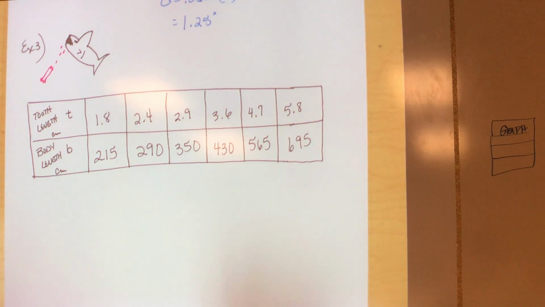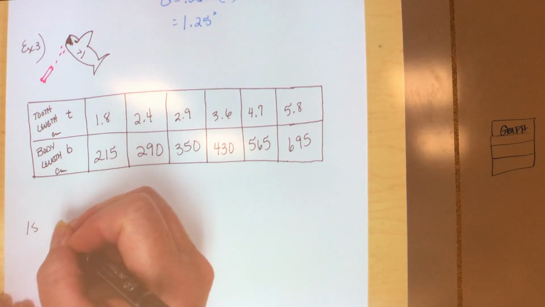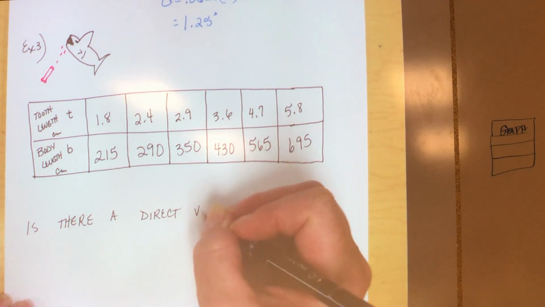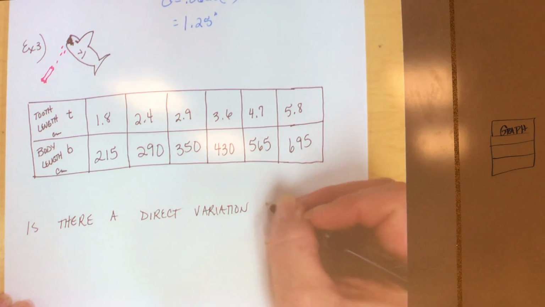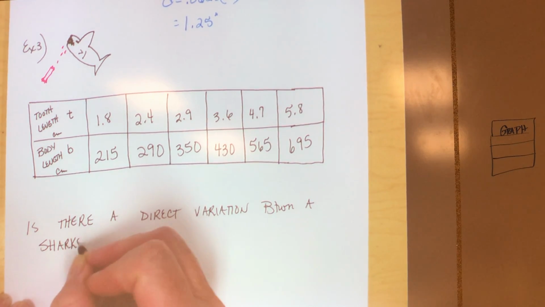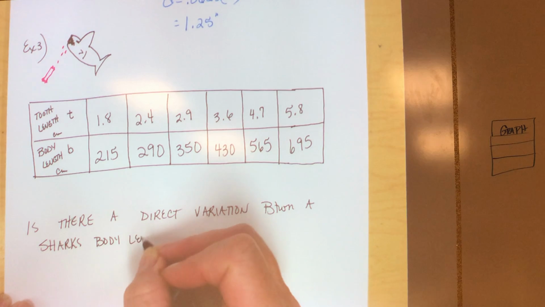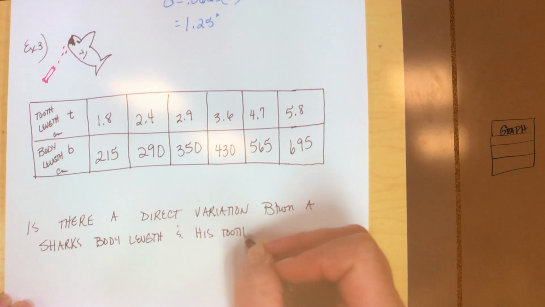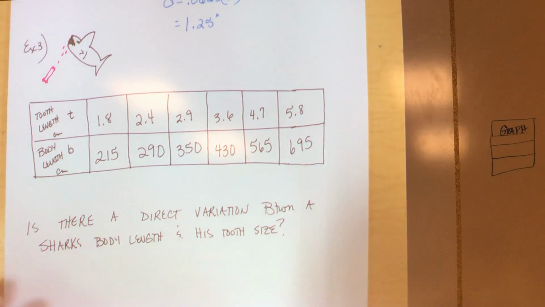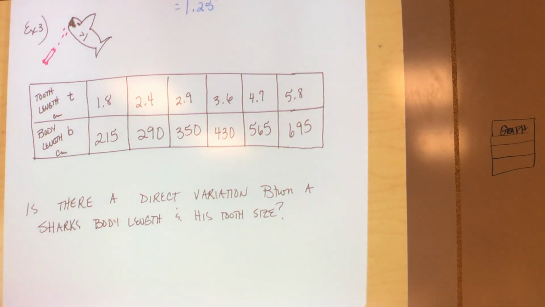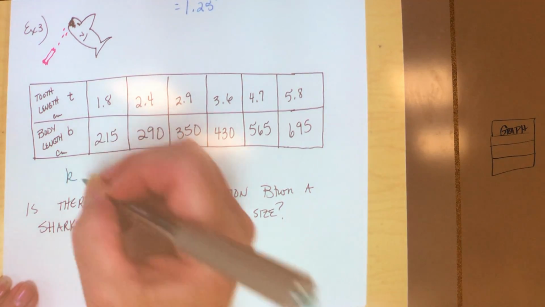So, I want to know, is there a direct variation between a shark's body length and his tooth size? It seems reasonable that there would be. Do you agree with that? Okay, so what do I need to find? If it's a direct variation, what do I need to find? Some K. Yeah, you need to find your constant of variation.